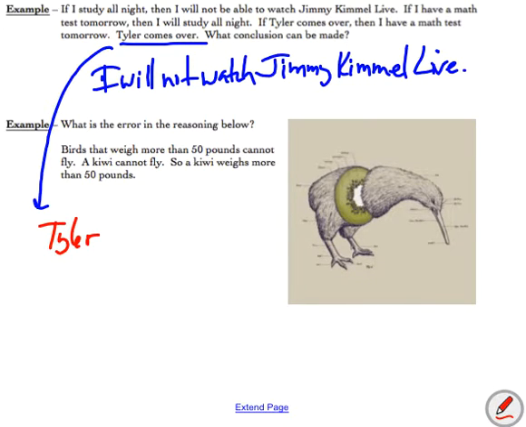If Tyler comes over, that is a given piece of information. From the statements that we have, again, that's our universe of knowledge to pull from, if Tyler comes over, then you have a math test tomorrow. So Tyler coming over implies that there will be a math test. And we'll go back to the previous statement: if you have a math test tomorrow, then you will study all night. So whenever there's a math test, you study all night.